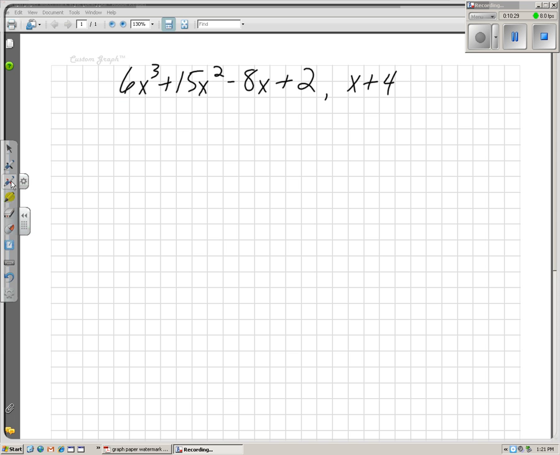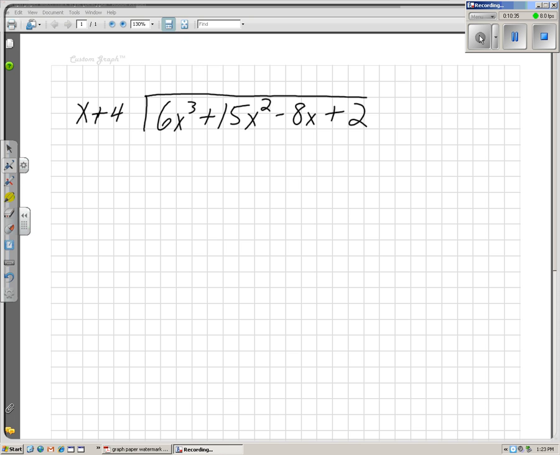Okay, here's what a sample problem will look like. They want to know if you can divide this polynomial by this. Alright, so we're going to write it like this. Now, remember, we look at the first term, the x, and we ask ourselves, what do I have to multiply that x by to get 6x cubed? Well, that would be 6x squared.